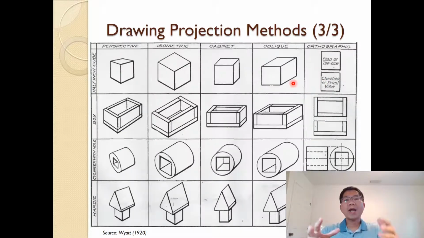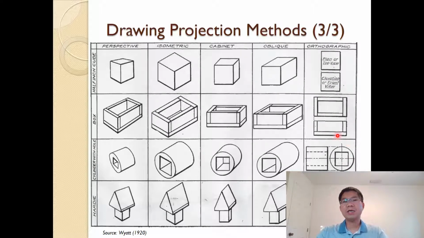So you see the difference between different objects with different methods of projection. If we have a half-inch cube, this is perspective, this is isometric, this is cabinet, this is oblique, and this is orthographic, basically two squares. With those two squares for plan or top view and an elevation view, we can see, oh, that actually is a cube. And then we have a box. The way they present is also different, as you can see here. And then we have other objects that present differently. But we focus, like I said, on orthographic, because that's typical for engineering drawings.